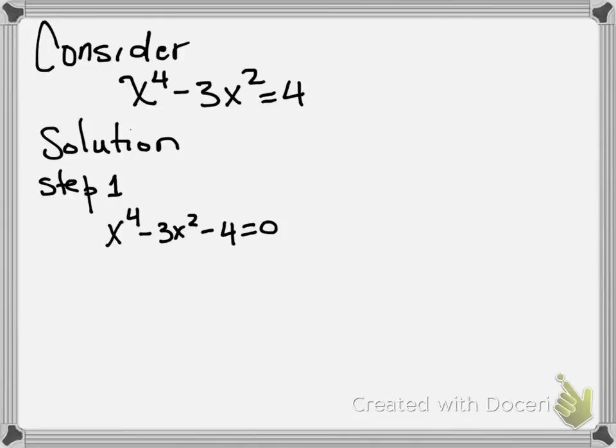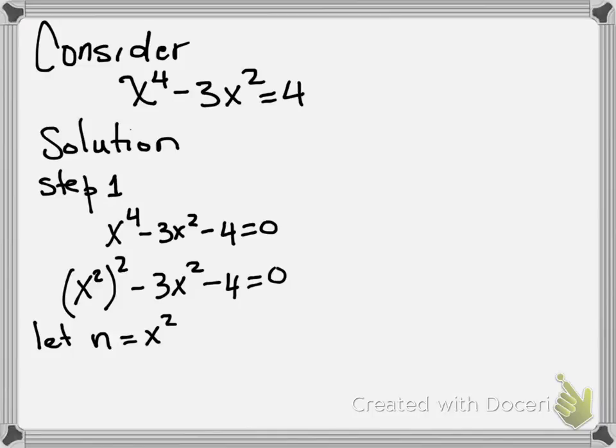In this case, pay attention closely. Look at the x to the 4th power. I changed that so it is x squared raised to the 2nd power, and I bring the rest of the expression down. Because this looks a little bit odd, we want to do some type of substitution to make it look like the quadratics we know. So, we let the letter n represent x squared, which means wherever we see x squared, we're going to replace it by the letter n.